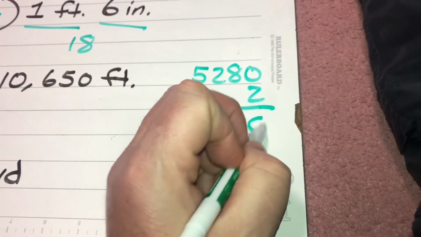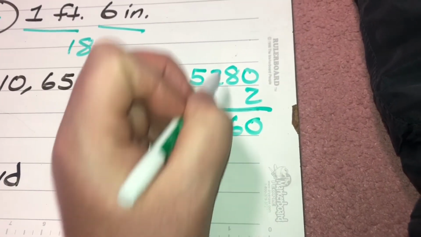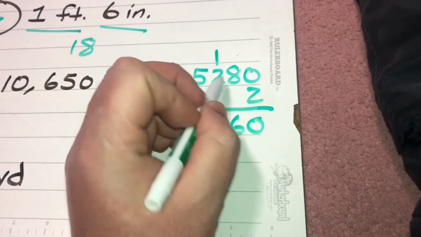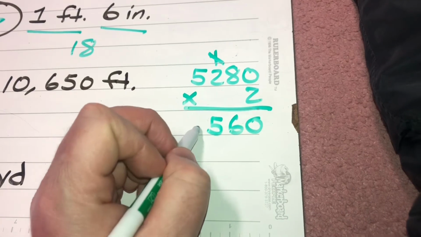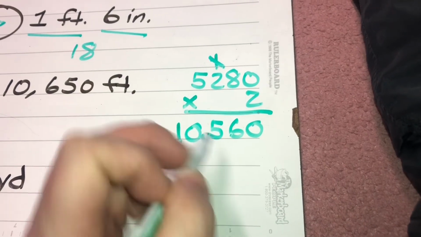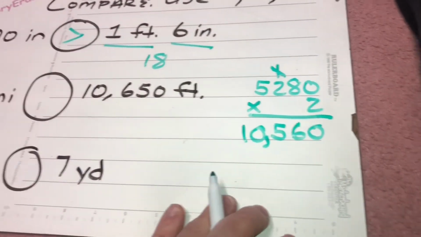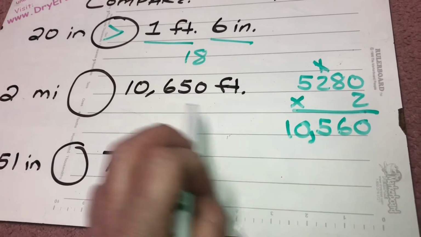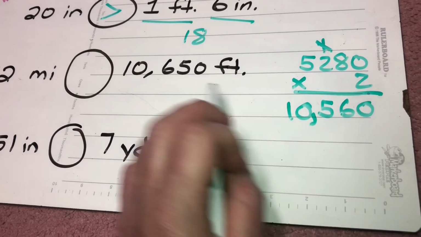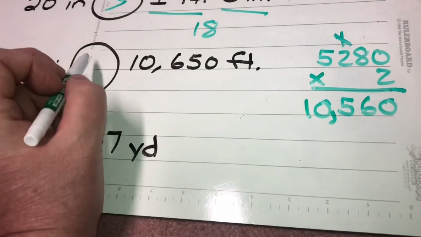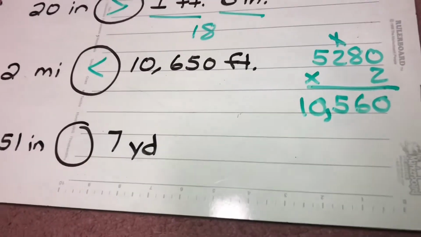2 times 0 is 0. 2 times 8 is 16. Put the 6 down, carry the 1. 2 times 2 is 4. Plus 1 is 5. 2 times 5 is 10. I get 10,560. Don't let the flip-flop numbers confuse you. This is a 6 in the 100 spot. This is a 5. So 10,650 feet is greater.